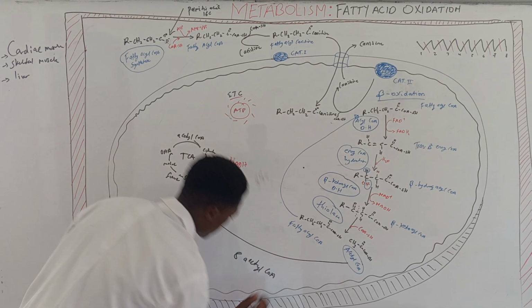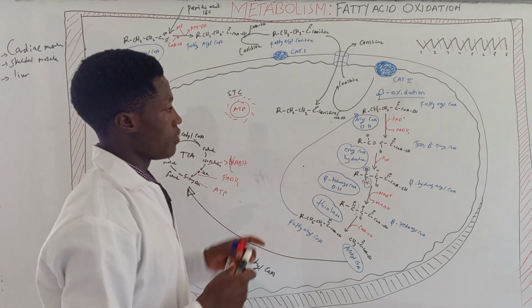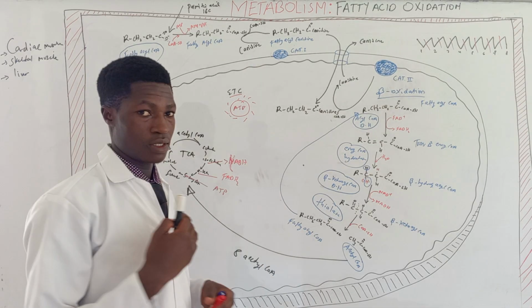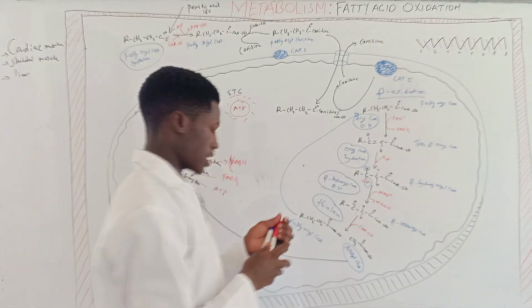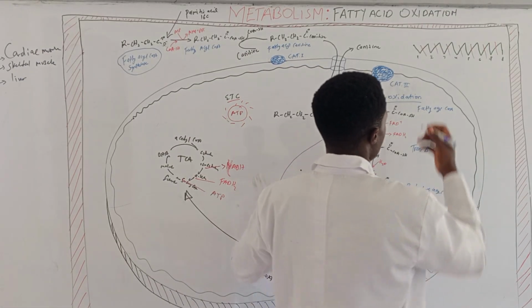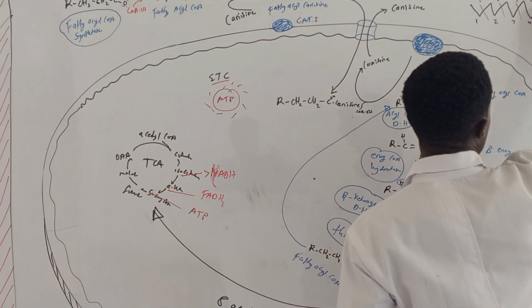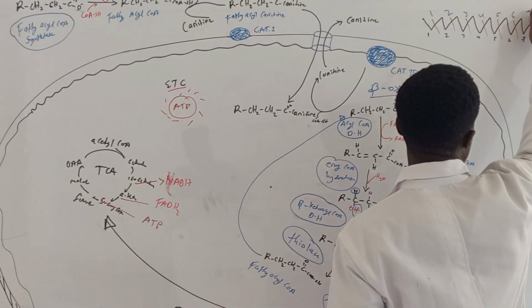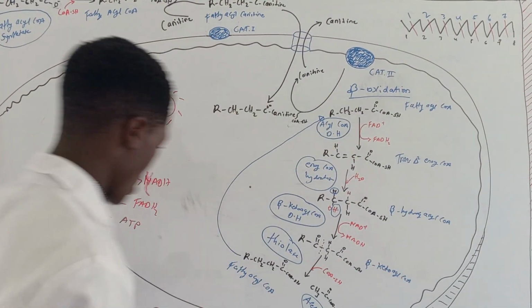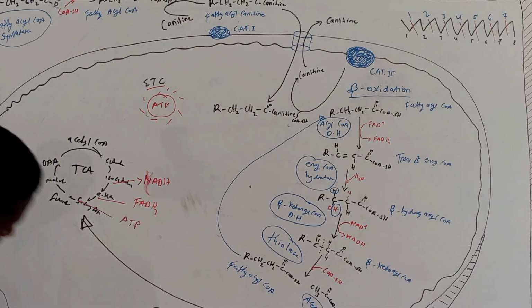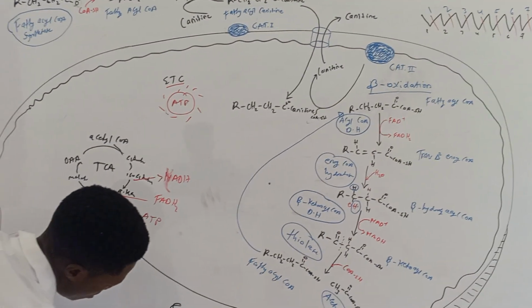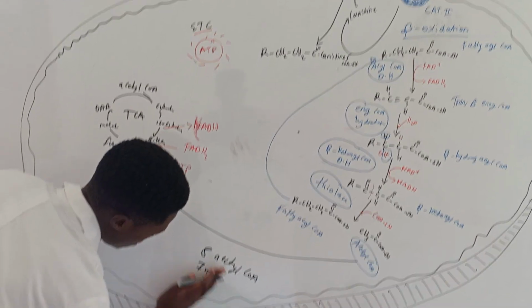Alright, then how many rounds are we going to go to break down the palmitic acid? Now let us count the rounds. We are going to have 1, 2, 3, 4, 5, 6, 7. That's nice. We are going to have 7 rounds.